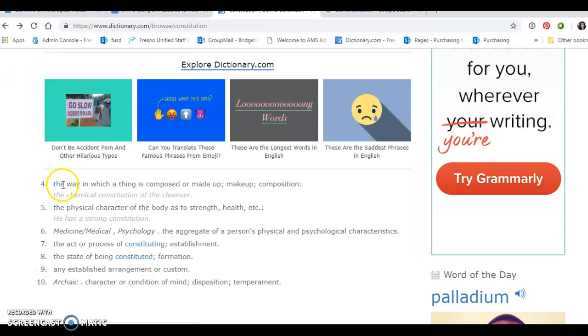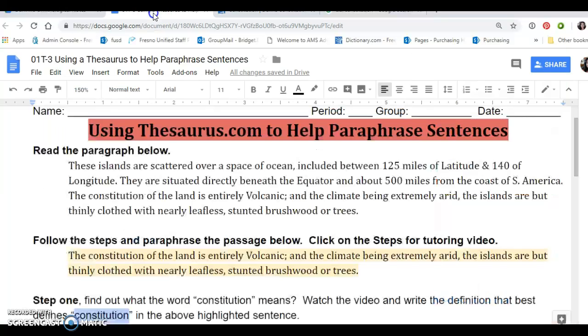I also like number 4. Number 4 was pretty close too. And I like made up or make up. And those words look pretty interesting to me as well. So I'm going to probably keep those in my memory bank. I might even jot them on my worksheet, maybe those are possible words that I can use as well. But I'm going to take number 8, the state of being constituted, semicolon, formation. And I'm going to write that on my document.